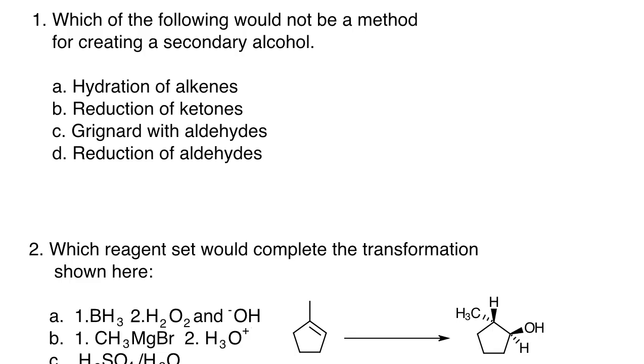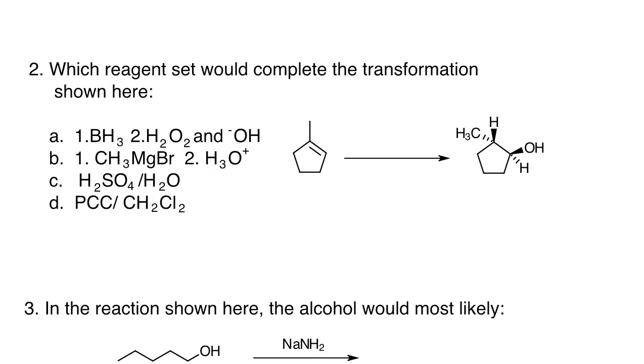Number 1, which of the following would not be a method for creating a secondary alcohol? You've got a couple of options there. Because it's words and not structures or reagents, you're going to need to know what those functional groups and reagents would potentially be.